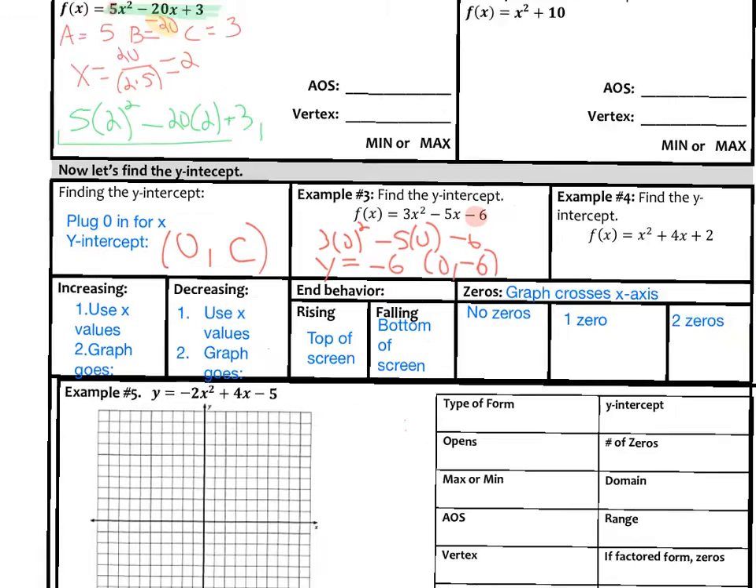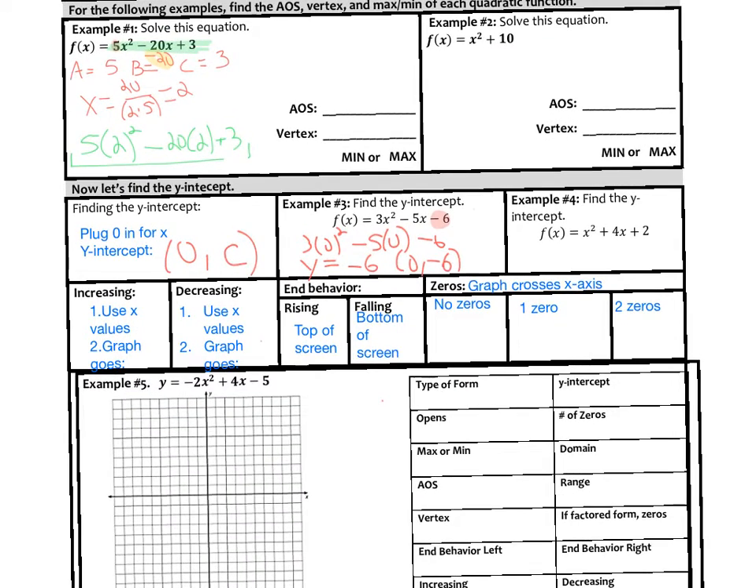So, looking at number 4, you can either do it the 0 way, where you plug in 0. And if you type in your calculator, you would get 2. So my y-intercept is 2.